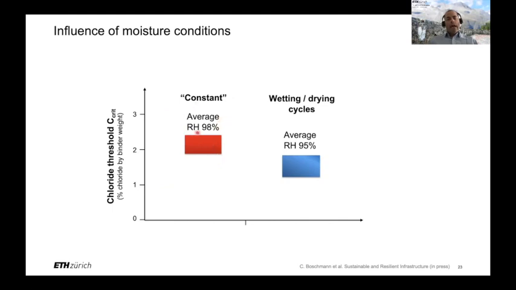The relative humidity in the concrete at the depth of the steel was roughly 98%, which was measured by embedded relative humidity sensors. The other series of samples was exposed to cyclic wetting and drying, and in that case, the average relative humidity at the rebar depth was a bit lower, namely 95%. And you can see that the chloride threshold values found from these two different series of exposure conditions, again by exposing the same type of samples, were considerably different.